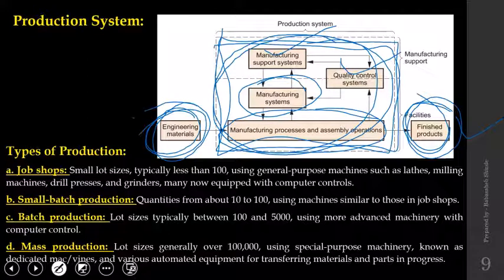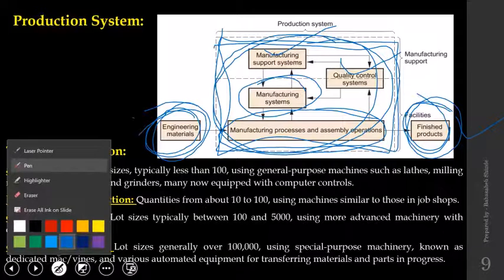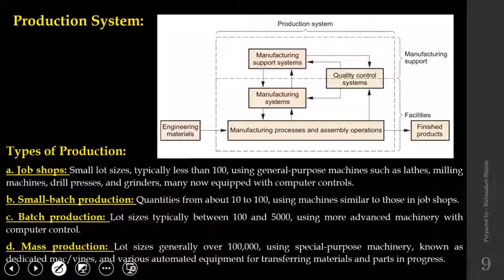Okay, so this production system has a few types. I have shown 4 over here, but in some of the textbooks, you will find this one as batch production only. So there would be 3 types: job production, batch production, and mass production. I'll begin with mass production.